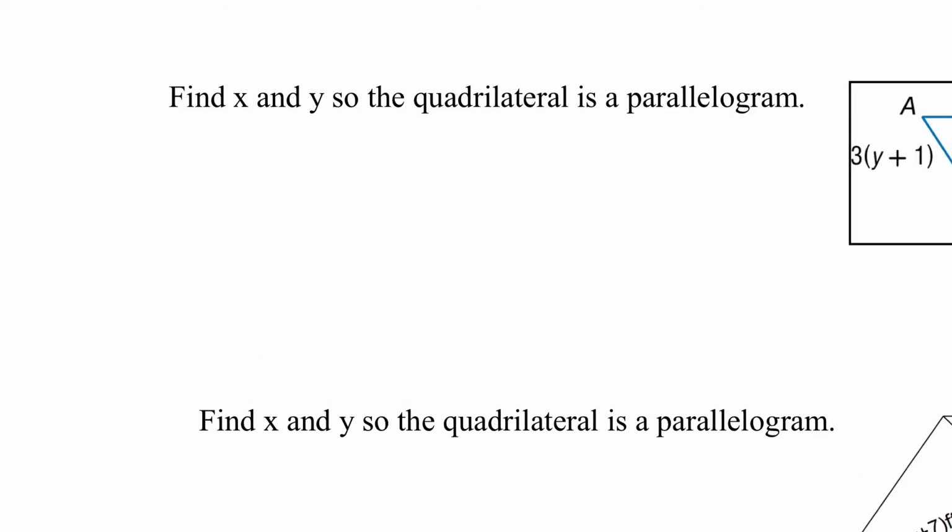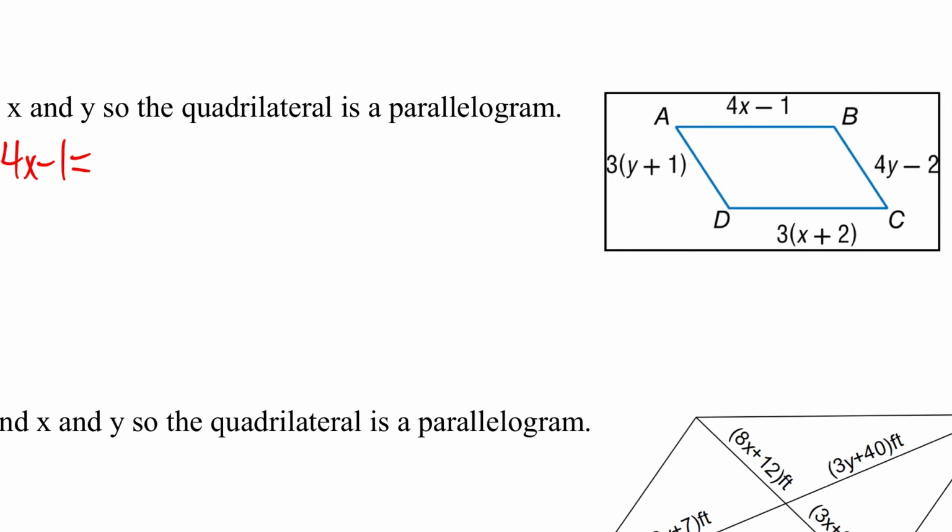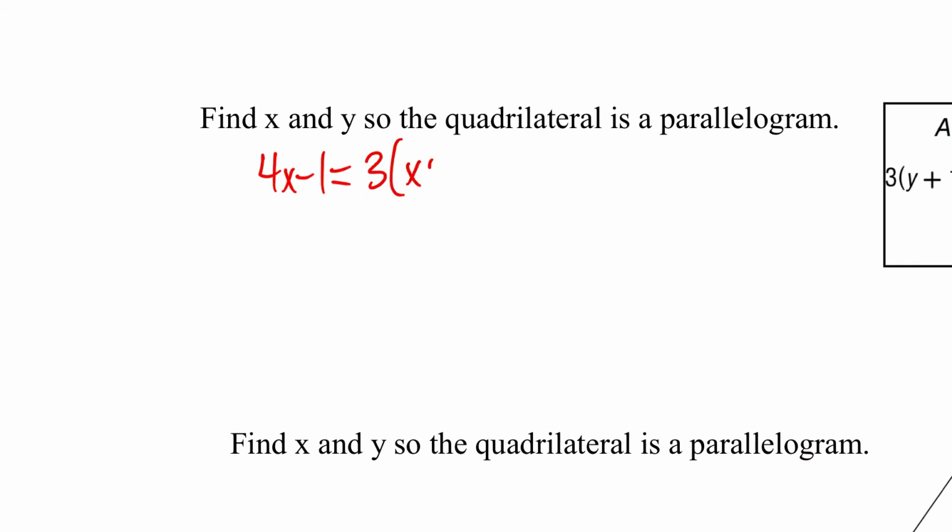So here's what I'm going to do: 4x minus 1 equal to 3 times x plus 2. I'm setting them equal to find out what value of x makes that situation true. From here, it's just simple algebra. To solve for x, what do you think my first step is going to be? Distribute. Yes, good. So the 3 gets distributed here. What's that going to be on the right-hand side?